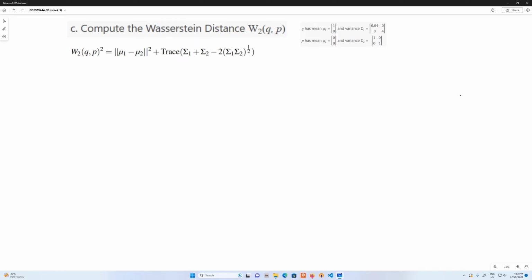Now, just like the previous parts of the question, I think the easiest way to go about this is to take the formula piece by piece, figure out what the values are, and then put them all back together at the end to get the answer. So why don't we go ahead and start by looking at this first term here. So we need the L2 norm of the difference between the mu1 and mu2 mean vectors.